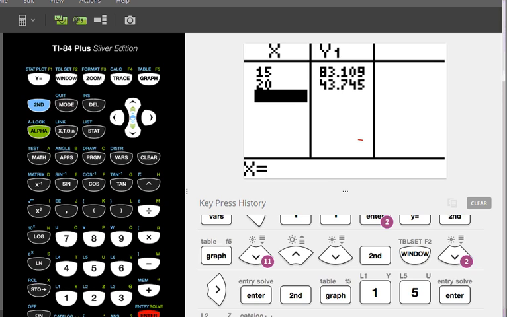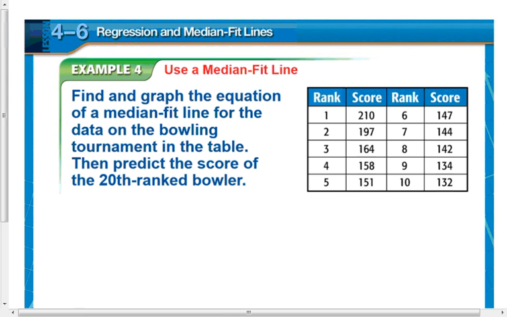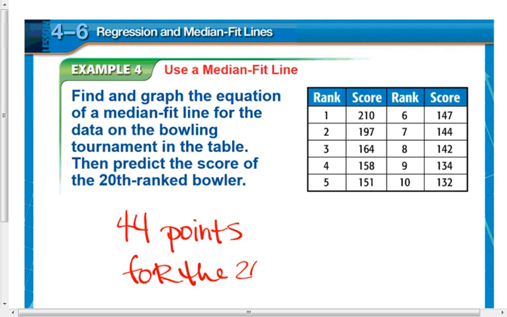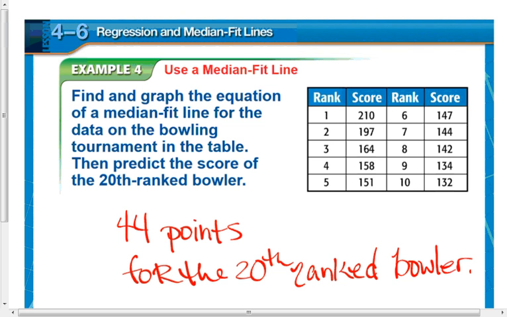Let's go back over here. Okay, of course we know 44 points for the 20th ranked bowler. Okay, there we go.